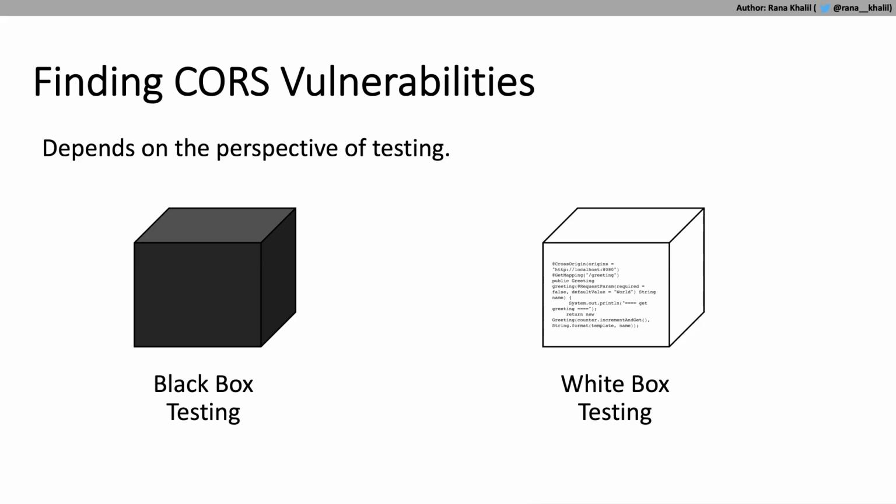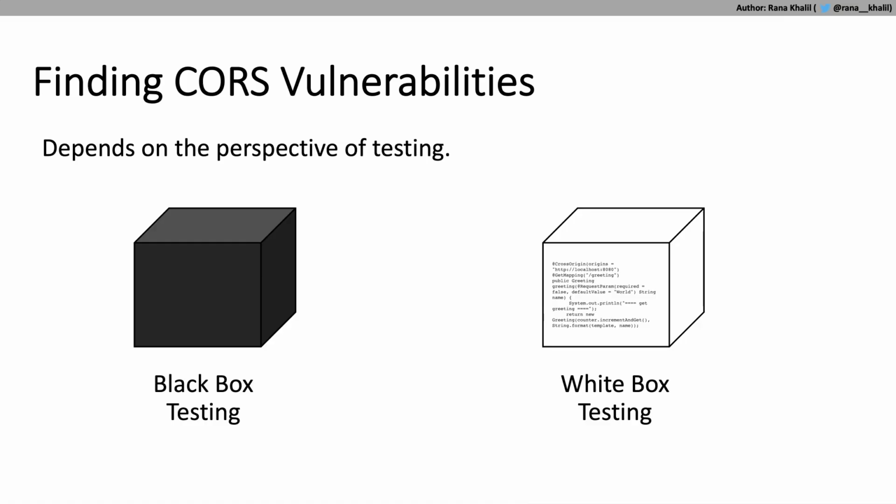The tester would be given complete access to the system, including access to the source code of the application. Now, there's a third category that I haven't included on the slide, and it's called gray box web application pen testing. This is a combination of both white box and black box pen testing, where the tester is given limited information and access to the system.